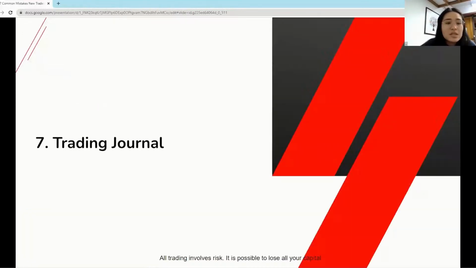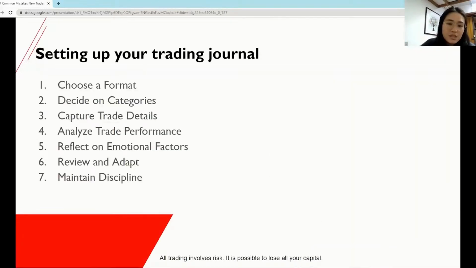Okay, lastly, a trading journal. This is particularly important if you are a beginner trader. So here's just a brief run through, or checklist perhaps, of how to set up your own trading journal. So it's a relatively straightforward process. Firstly, you choose a format. So you can decide if you want a physical notebook, a spreadsheet, digital document, or even a specialized trading journal software. Next, we decide on the categories.